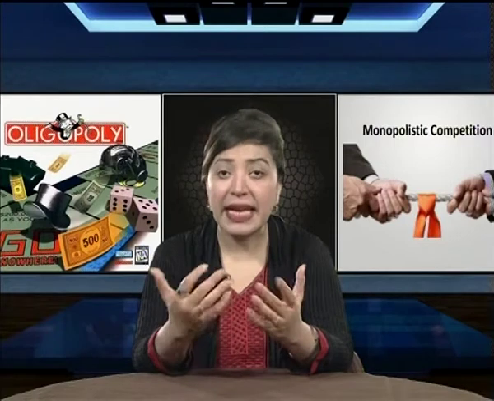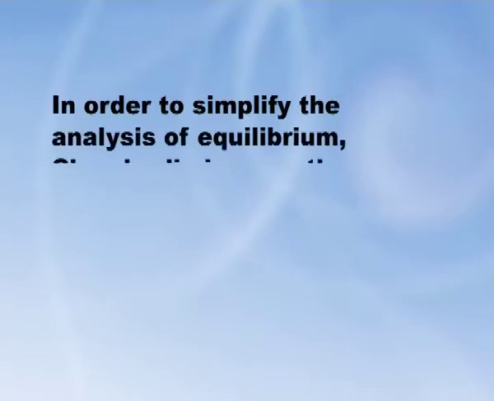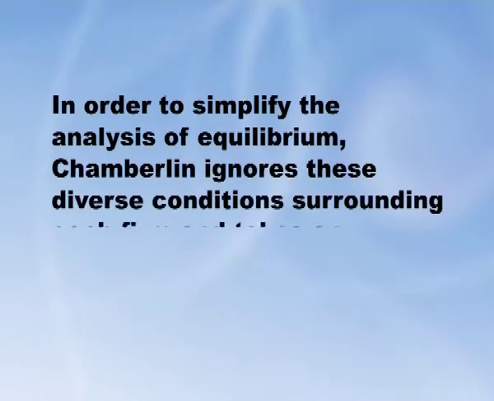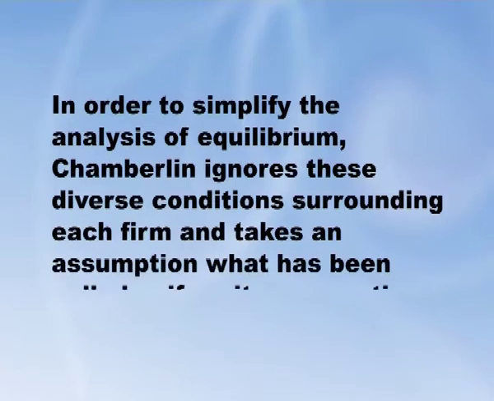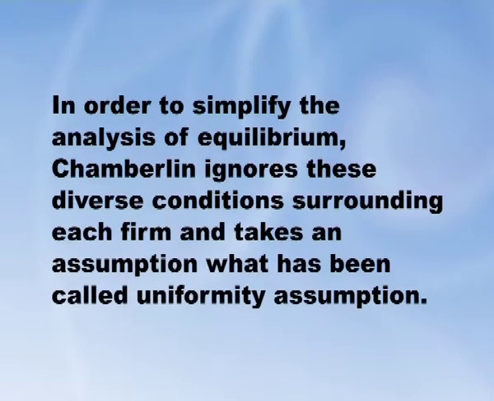As a result of these heterogeneous conditions surrounding each firm, there will be differences in prices, in outputs, scales of production, and the profits of the various firms in the group. In order to simplify the analysis of equilibrium, Chamberlin ignores these diverse conditions surrounding each firm and makes an assumption, what has been called the uniformity assumption.